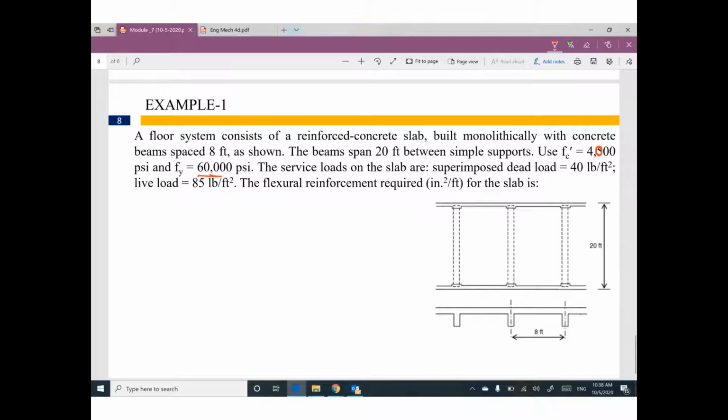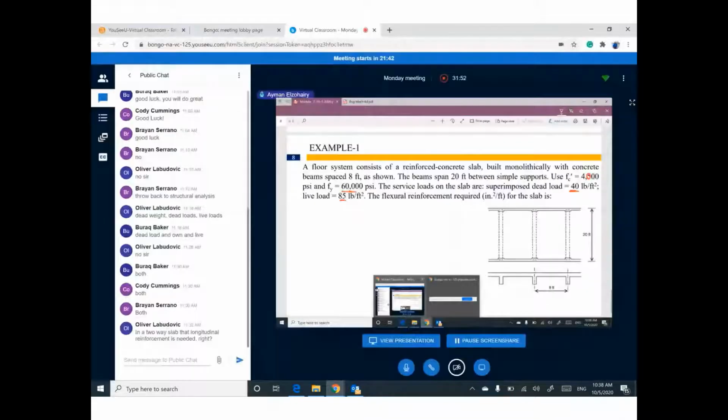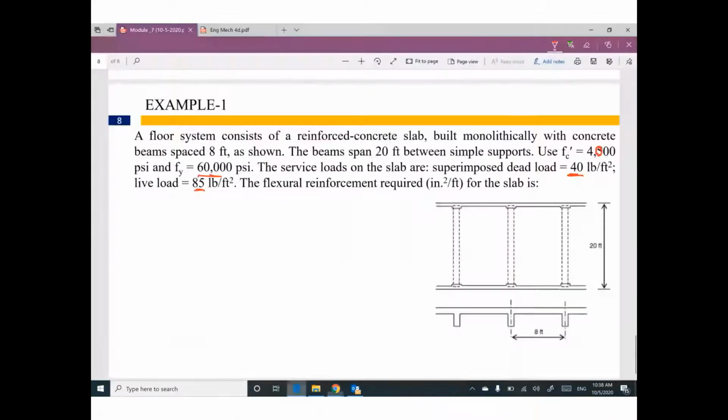Anyway, the surface loads on the slab are superimposed dead load, given. Live load is given. Okay, that's fine. I don't need to use any table because live load is given. We need to figure out the flexural reinforcement required for this slab. Guys, what do you think? What will be the first step in this problem? Any answer? What do you think?